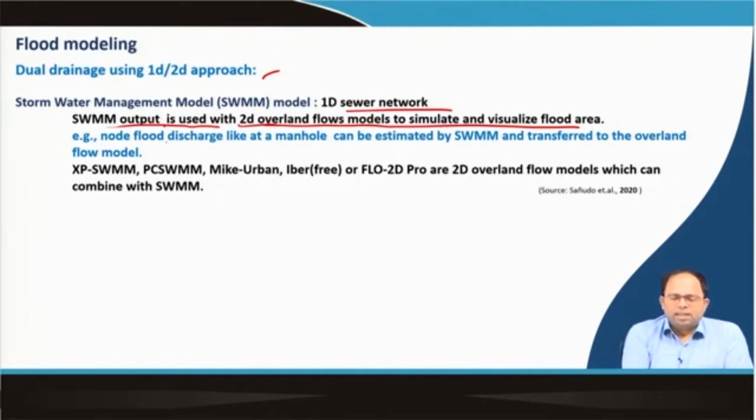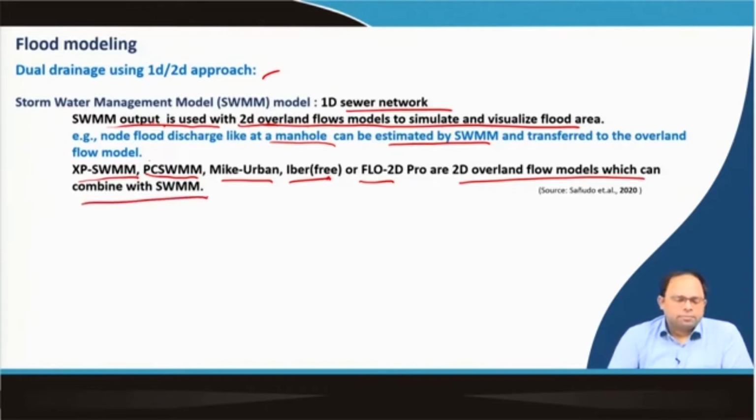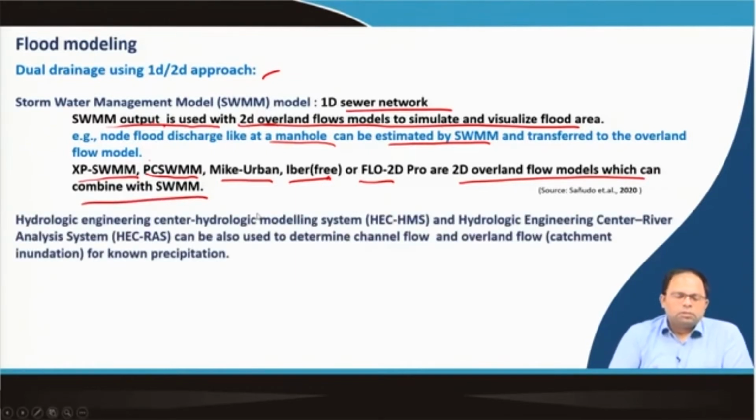So, node flood discharge, like at a manhole, can be estimated by SWMM and transferred to the overland flow model. Which are those overland flow models? XP-SWMM, PCSWMM, MIKE URBAN, IBER, which is also free, and FLO-2D Pro. These are the 2D overland flow models which can be combined with SWMM. So, this is a model system. Similarly, we have another model system. Over here you can see these are all commercial software, MIKE URBAN, PCSWMM. IBER is a free software, but it is not that commonly used.